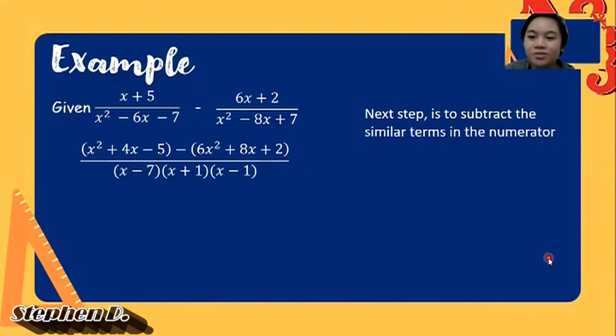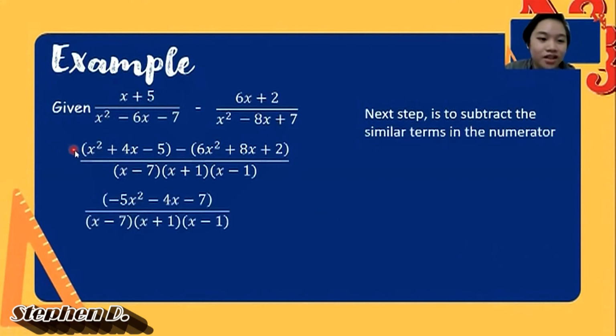Next step is to subtract the similar terms in the numerator. So we have x squared minus 6x squared, we get negative 5x squared. Then we have 4x minus positive 8x, we get negative 4x.